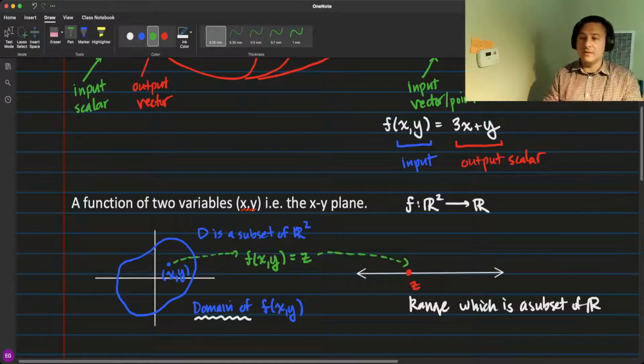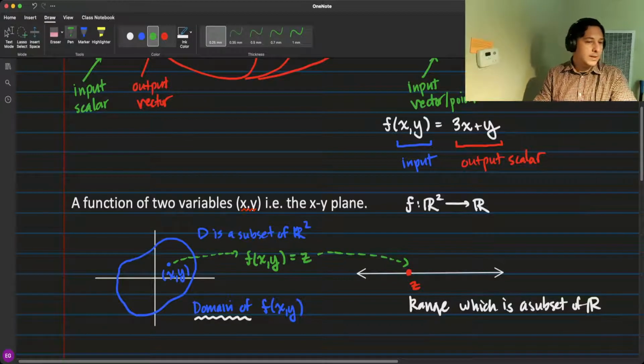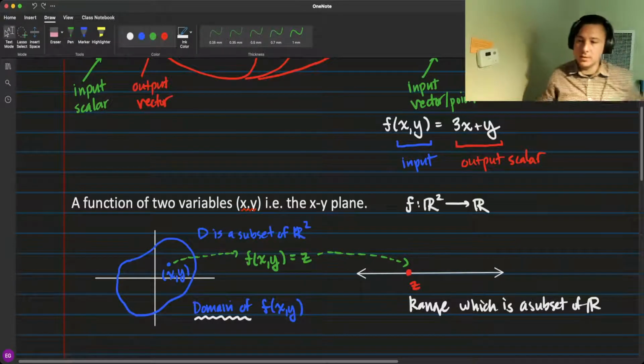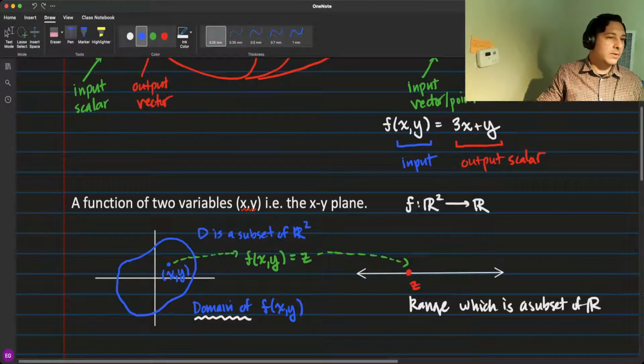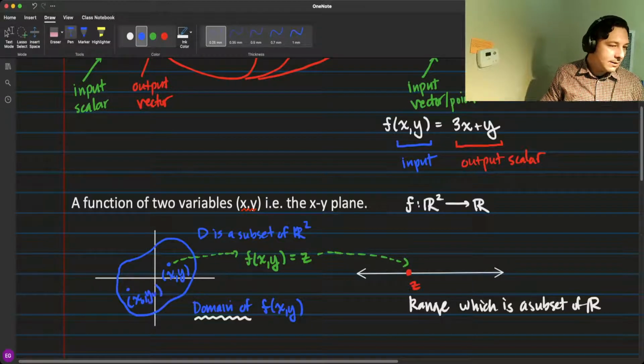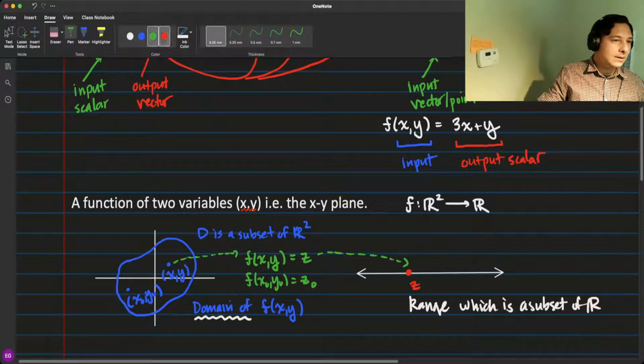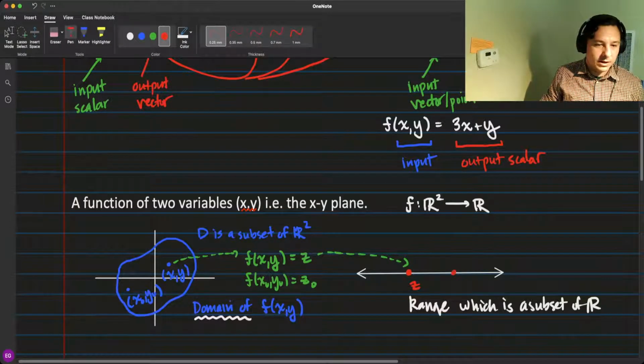Okay, so this function of several variables takes a point right here in the plane and associates it with a point over here on the number line. It does that for every single point. Like if you choose some point over here, x naught, y naught, and calculate f of x naught, y naught, you would get some z naught, which would be some other point over here.